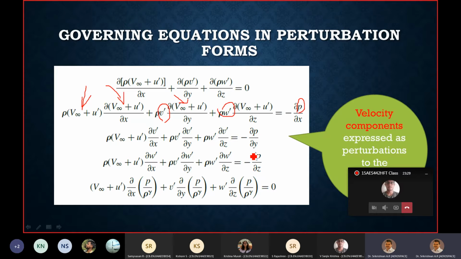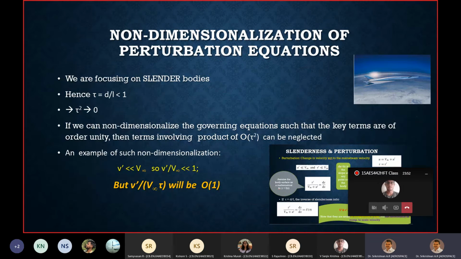So you have the x component of momentum equation, the y component, and the z component of momentum equations. We also have the energy equation. In all these equations, we have replaced velocities by the respective perturbed components. So these are the governing equations in perturbed form. Okay. Now the next step is to non-dimensionalize them.